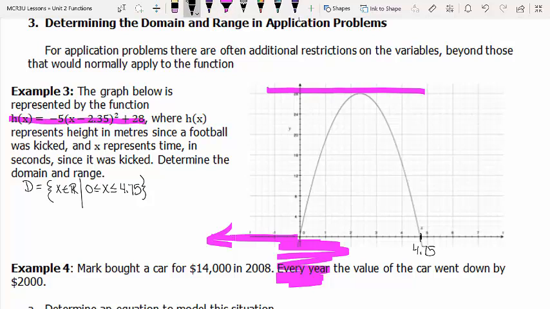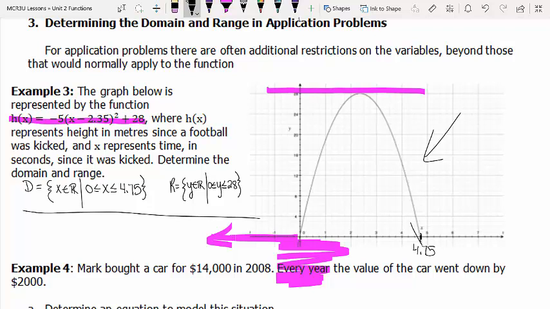So therefore, our range is y is an element of the real numbers, but y has to be greater than 0 because that football does not go below the ground, but then it has to be less than its max, which is 28. As you can see, because of this application problem, we have certain restrictions in place. If this wasn't an application problem, if it was just what are the restrictions on this graph and there were arrows here, your domain would be any real number and your range would be any y value as long as it's less than 28.